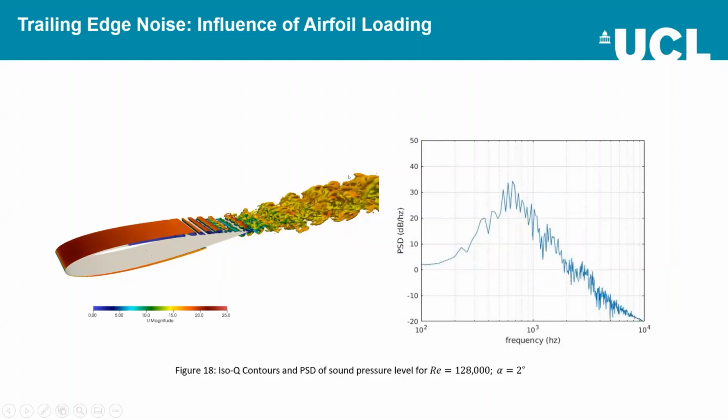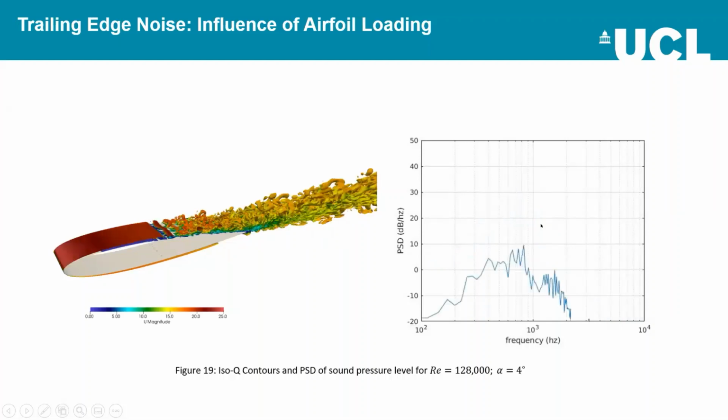As we move to 2 degrees, we can see that the transition mechanism has moved slightly further upstream, and this is allowing some of these 3-dimensional instabilities to creep in. And so we're seeing a drop in the peak sound pressure, but we're seeing a spectral broadening. As we then move to 4 degrees, you notice the sound pressure level drops across the board.